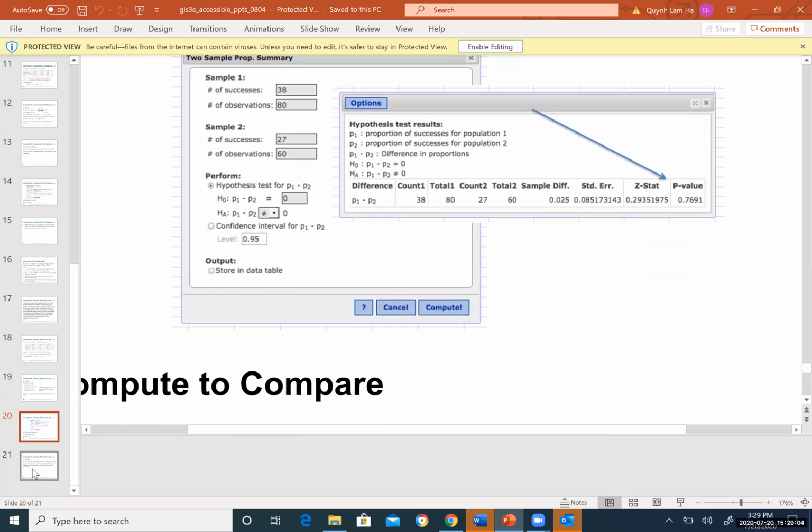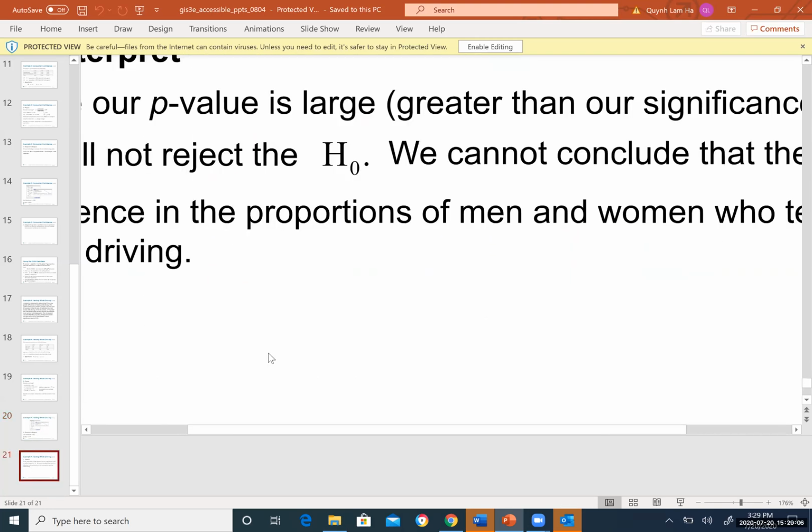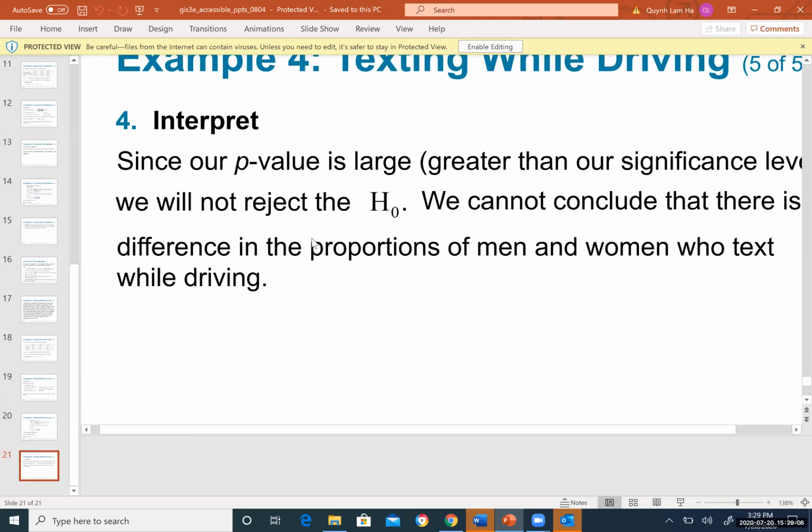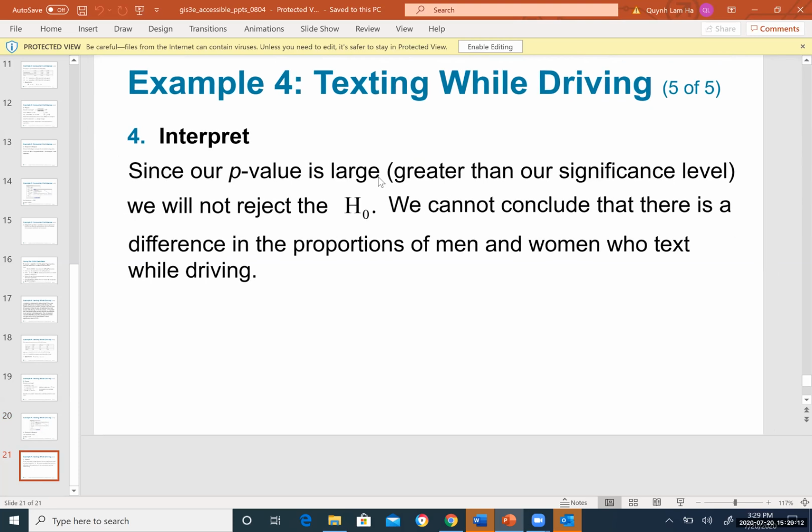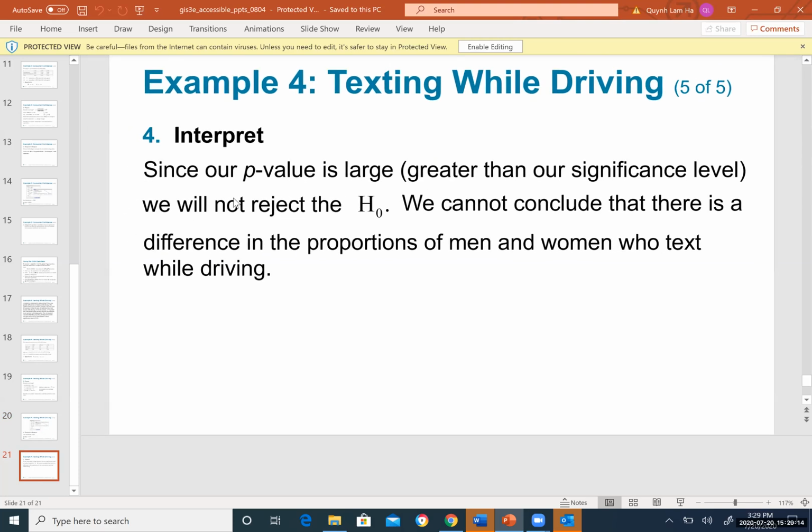So we do not reject the null hypothesis, right? Let's interpret this: since our p-value is large, greater than our significance level, we will not reject the null hypothesis. We cannot conclude that there is a difference in the proportion of men and women who text while driving.